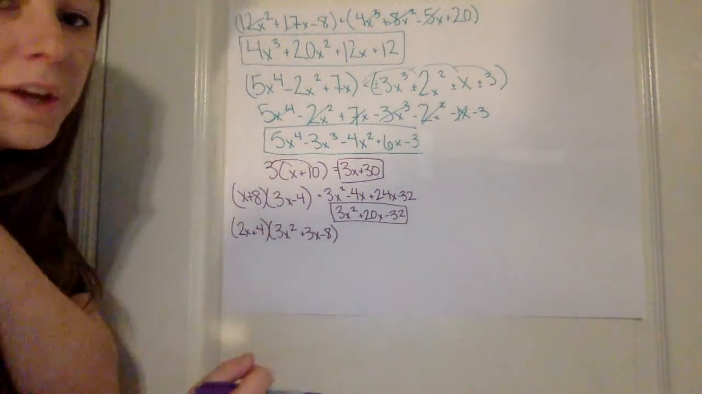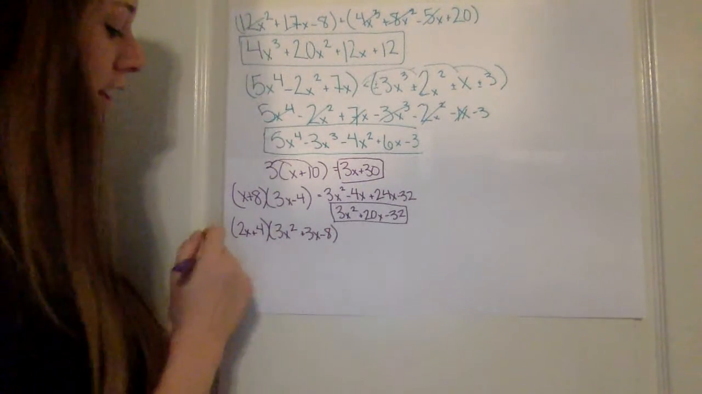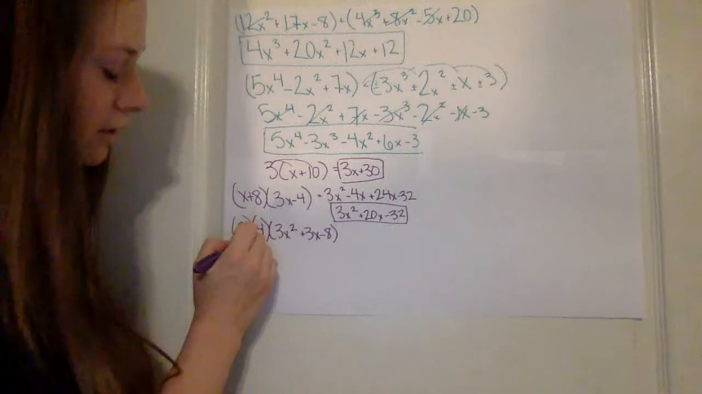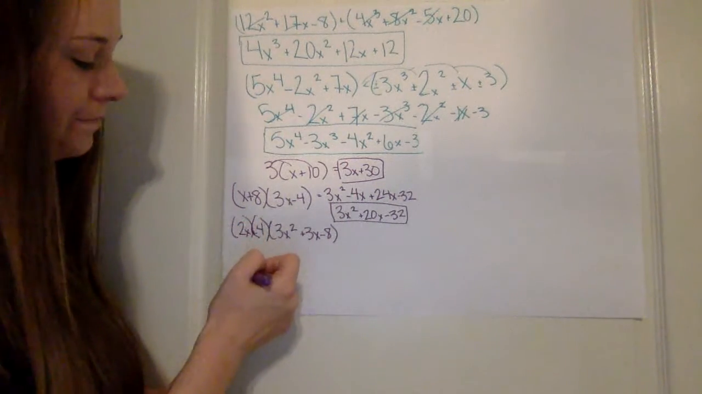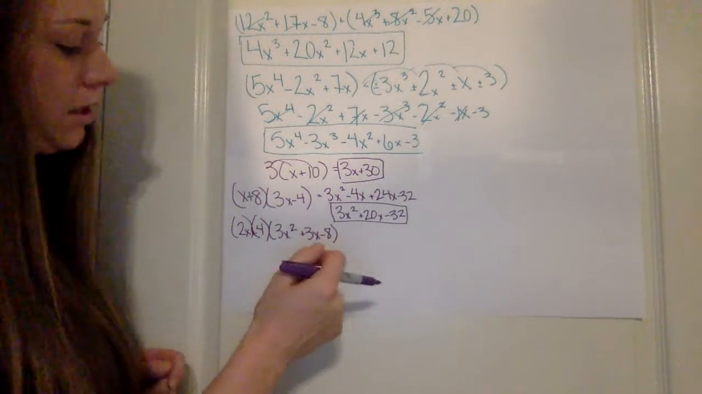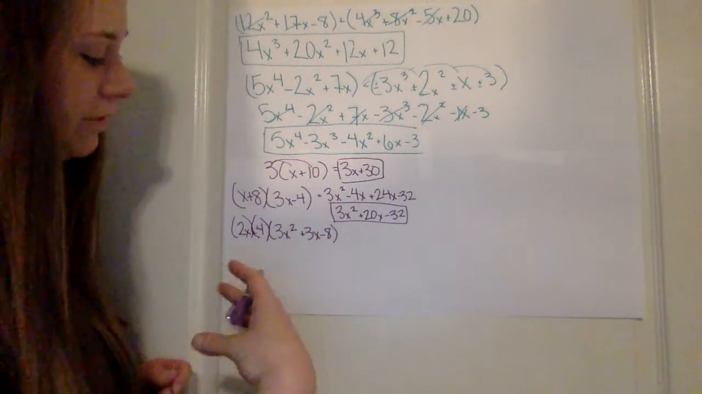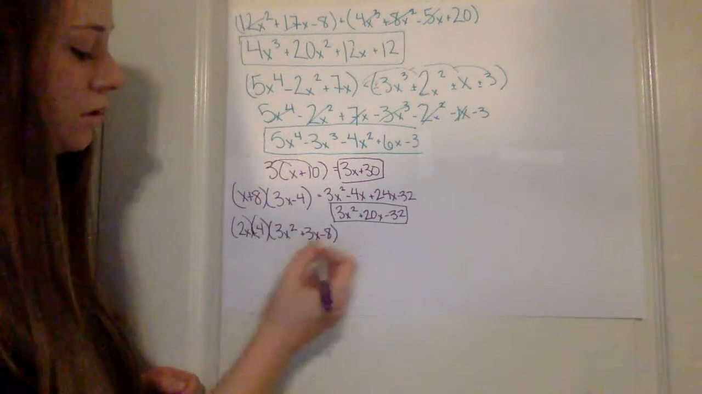So an easier way of doing this would be to rewrite it with just these terms in front, and then you'll have two expressions, and then you can combine and simplify like terms. So we could do this.